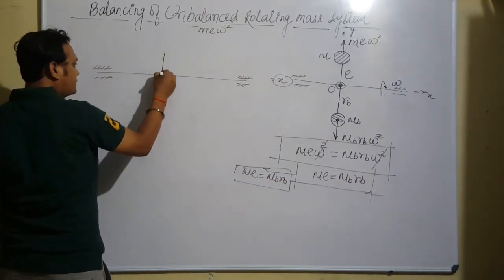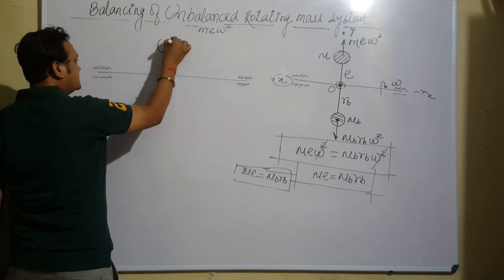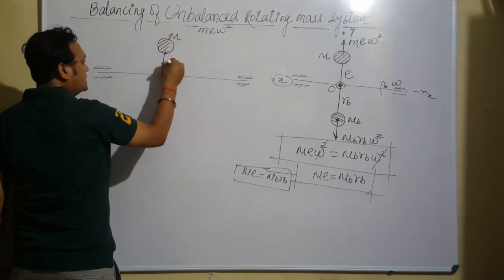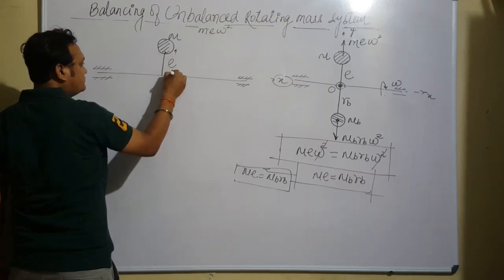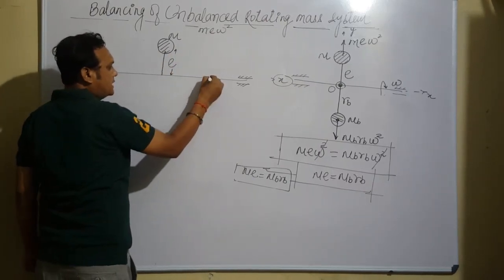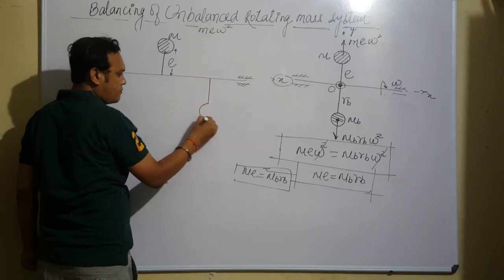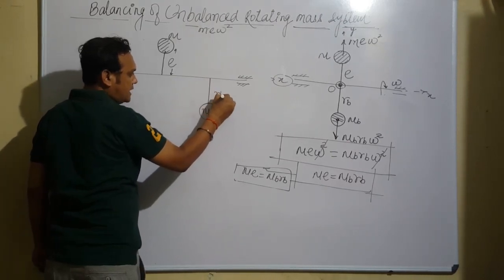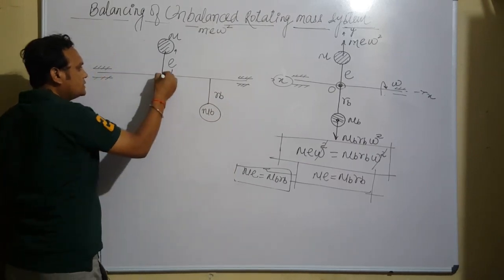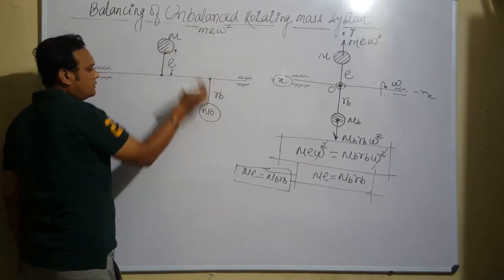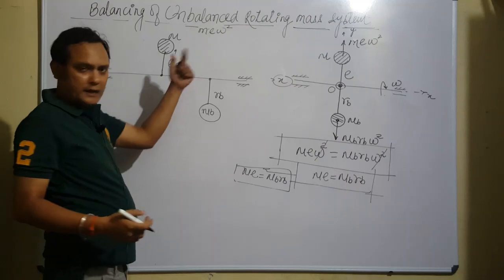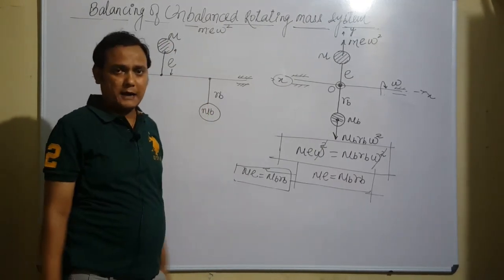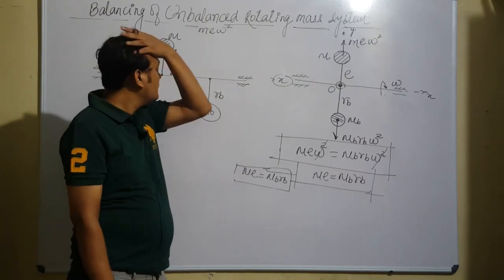The situation is the unbalanced mass M with eccentricity e, and in the last case you placed a balancing mass MB at a distance R, in such a way that M e equals MB RB. That situation was satisfying. So it is statically balanced but dynamically not balanced, as we have seen.